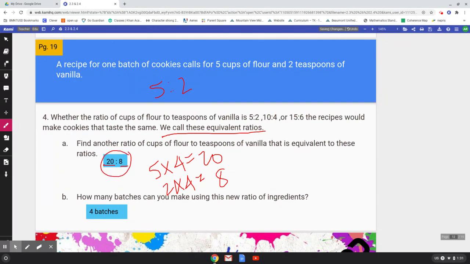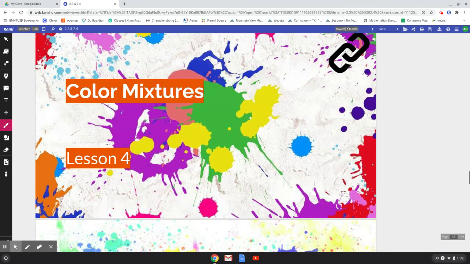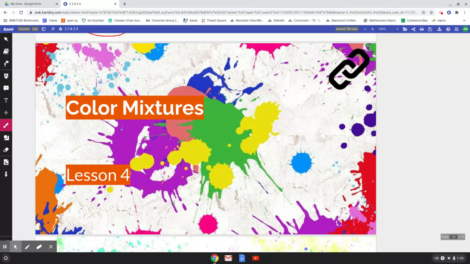And then B, how many batches can you make using my new ratio? And your answer is right here, 4. 4 batches. Whatever number you multiply by, that is the amount of batches. All right. So now for the rest of this, you are just listening. We're going to talk about mixing colors. So you would do this if you were in an art class.